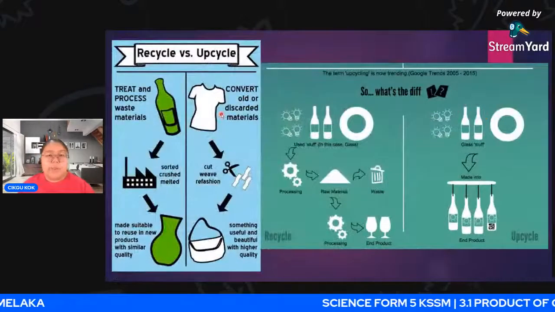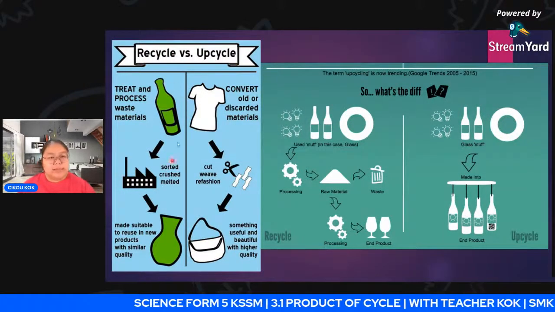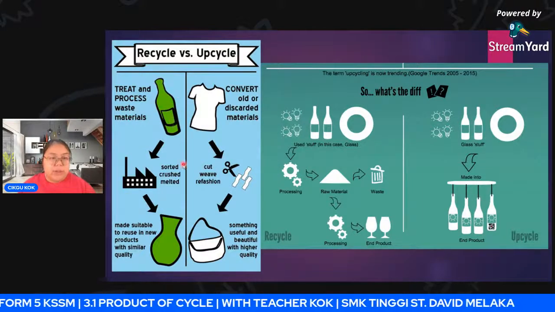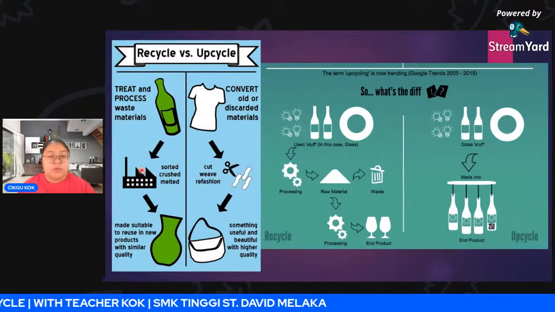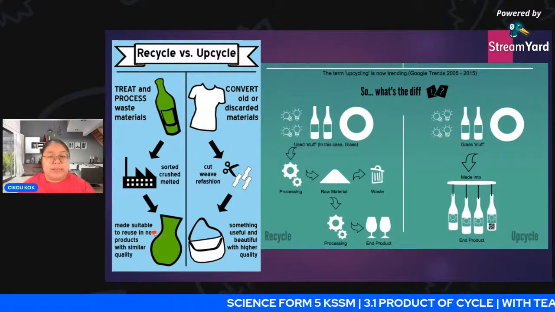Okay, we have some diagrams, recycle versus upcycle. This one is an example for recycle. One of the waste materials, there's a bottle. After that, they need to sort, crush and melt. That means you need to do some process. After that, using the same material, they produce other things, but the quality should be the same.